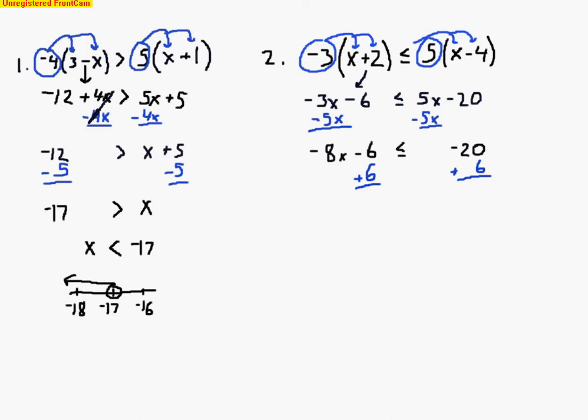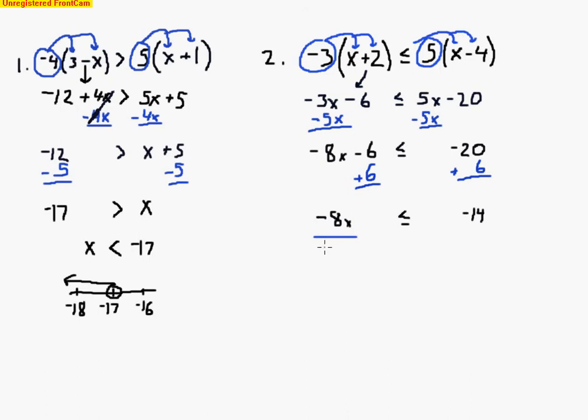And when I do that, I'm still left with this negative 8x, and it is less than or equal to a negative 14. So I had to subtract these two numbers because they're opposite in sign, and they're one further from 0. The negative 20 is further from 0, so that determined the sign. So I have one more step here. I need to get rid of this negative 8, my coefficient of x.